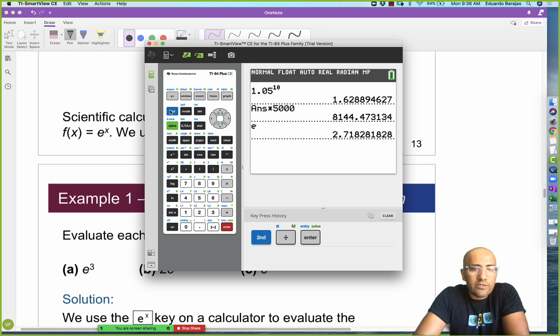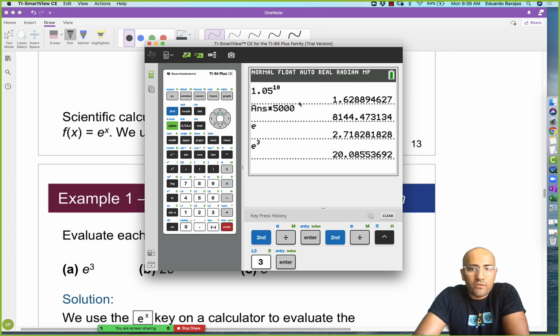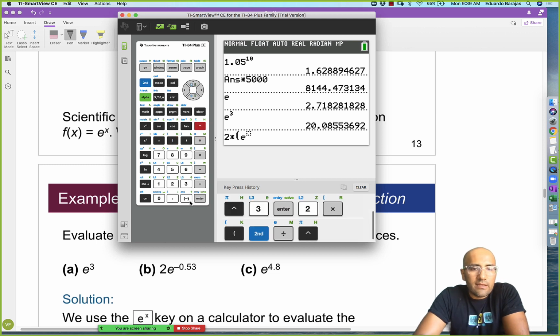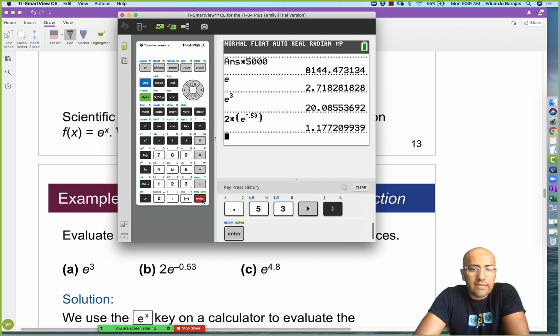So let's do the first one, which is E to the power of 3. So there's our answer to the first one. E to the power of 3 should be 20.085536, that guy. Good. The next one, let's put 2 times, and I'm going to put it in parentheses, E to the power of, and then it's negative 0.53, and then close parentheses and enter. So I get that guy.